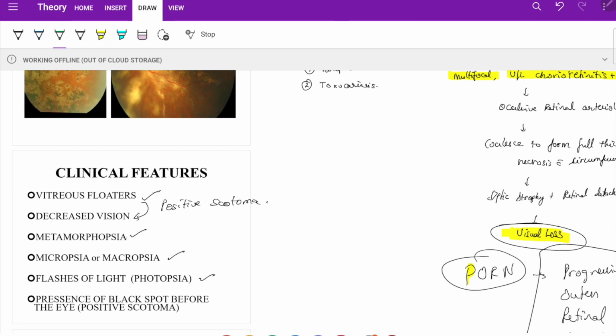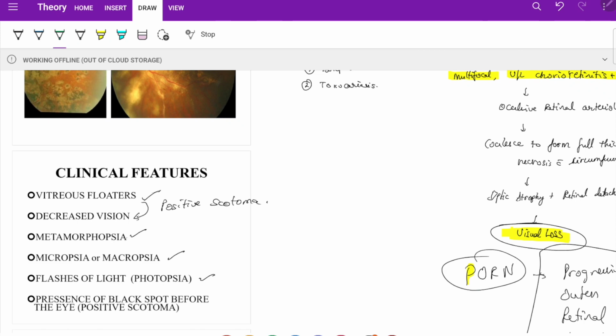And metamorphopsia, that is distortion of the image causing apparent change in the size of the object. And you have photopsia. Photopsia is flashes of light due to retinal irritability. Photopsia and floaters are seen in rhegmatogenous retinal detachment. When you read about retinal detachment, you will just see rhegmatogenous retinal detachment.